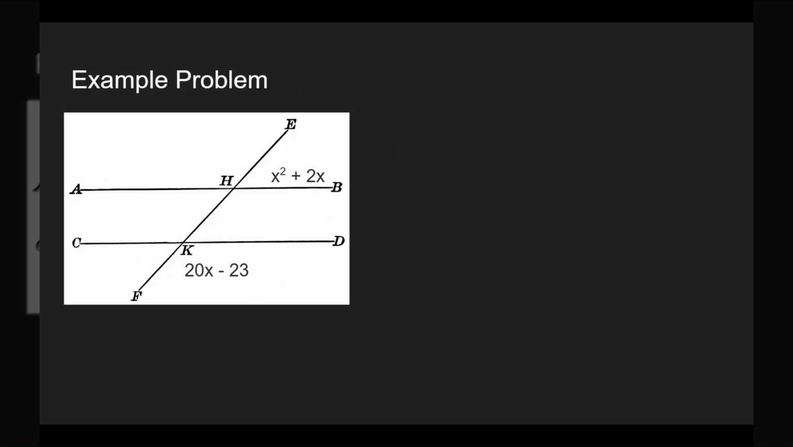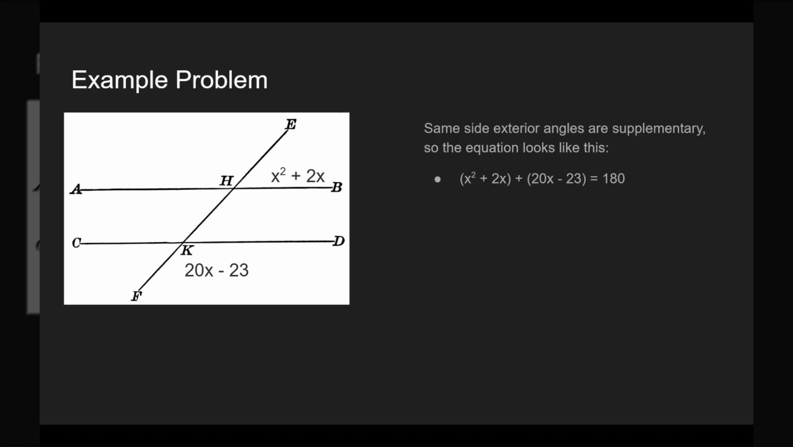We'll look at an example problem. In this example problem, we've got angle EHB is x squared plus 2x degrees, and angle DKF is 20x minus 23 degrees. These are same side exterior angles, which are supplementary. So the equation is going to be x squared plus 2x plus 20x minus 23 equals 180. We can combine like terms to simplify a bit and turn it into x squared plus 22x minus 23 equals 180.